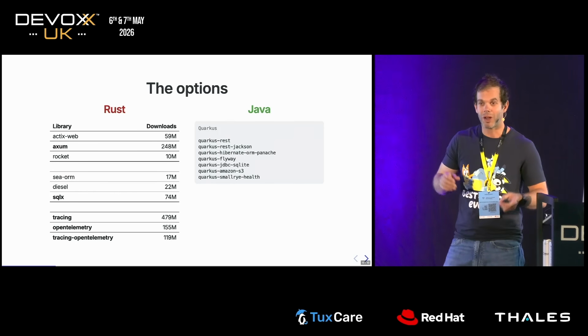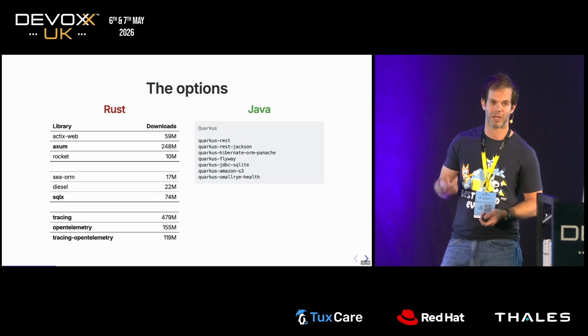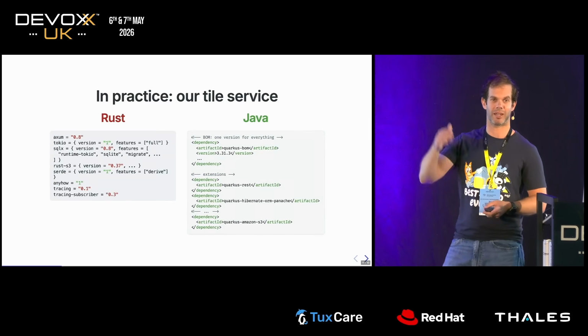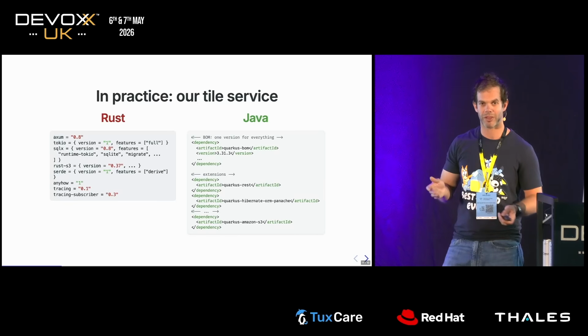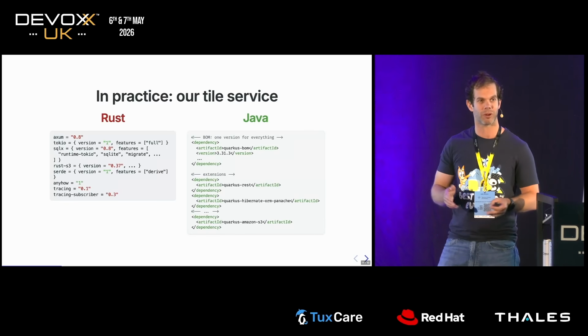On the Java side, we use Quarkus. So we just add extensions for the things we need. We need database migrations, we need S3, we need all that good stuff. And we have a nicer bill of materials, right? It lines up all of our dependencies, all of our transitive deps for us, and it's basically the Quarkus community coming to us and saying, hey, if you use these things, you are on the blessed path. You have a nice integrated ecosystem.